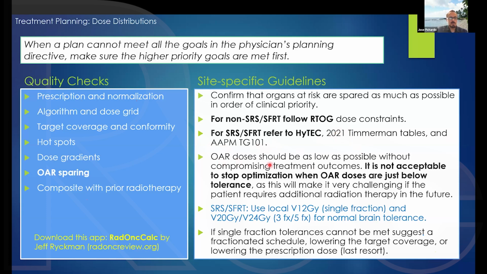Organ at risk doses should be as low as possible without compromising treatment outcomes. It is not acceptable to stop optimization when OAR doses are just below tolerance. That's what I said before, right? ALARA, as low as reasonably achievable.